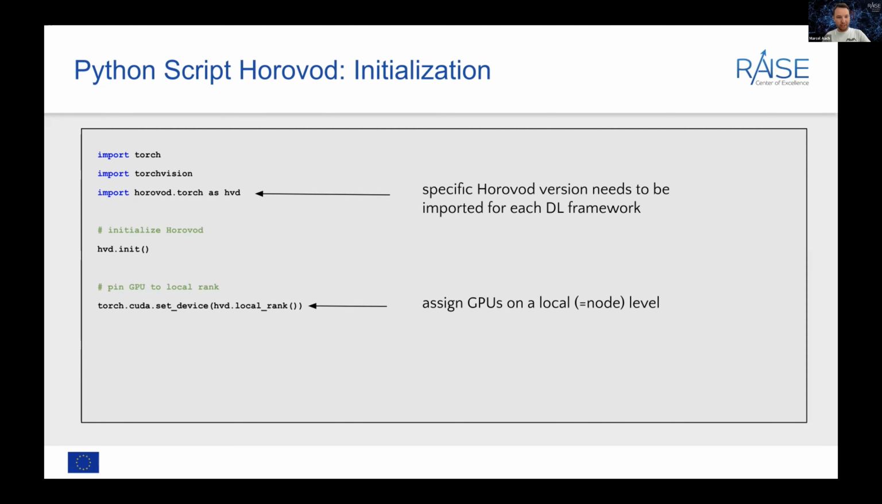And then you need to make sure that, in my case, I'm just distributing the learning across GPUs, but of course you could also distribute it across any other type of accelerator. But in our case, we need to pin each GPU to a local Horovod rank to make sure that all things work correctly.